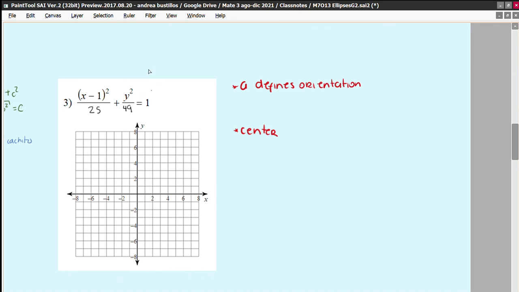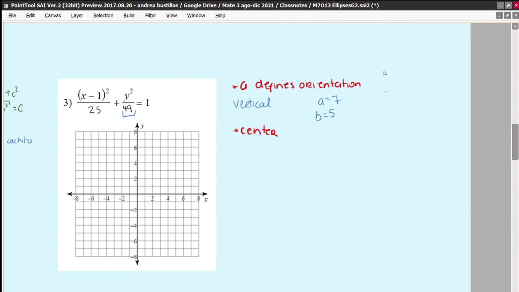First off, we have to identify the orientation, and that is given by the biggest coefficient in the denominator. In this example, the biggest coefficient in the denominator is below y. That means that my ellipse is going to be vertical. And because the bigger number accompanies y, we know that that number, or the square root of that number, is going to be a. Thus, if this is a, the denominator is going to be b, the square root of the other number.